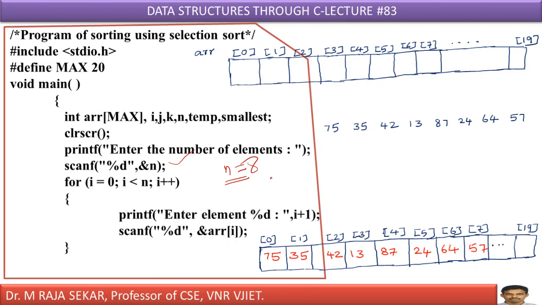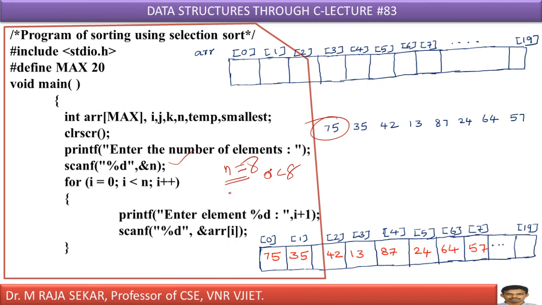i = 0, i < n. i means what? 0. 0 less than n. n means what? 8. 0 less than 8, it's correct. Therefore, I will enter inside the for loop. As i = 0, 0 plus 1, 1. The message will be displayed: Enter element 1. After displaying that message, let me say I entered 75.